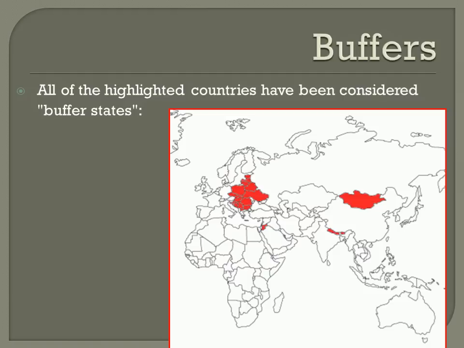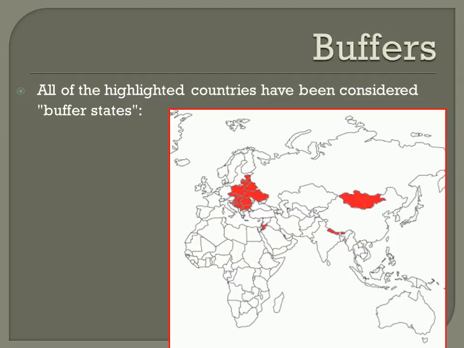So on the image that you see here, all of the states in red have been considered buffer states. So we'll point out some of the different examples. What I do is circle it and out to the side, point out the two major powers who were ideologically at odds. So Eastern Europe, you can see there between the Soviet Union and U.S. allies in Western Europe, or NATO powers in Western Europe. Mongolia, split between China and Russia. Nepal and Bhutan have both been buffer states between India and China. And Jordan was, or is, a buffer state between Saudi Arabia and Israel.